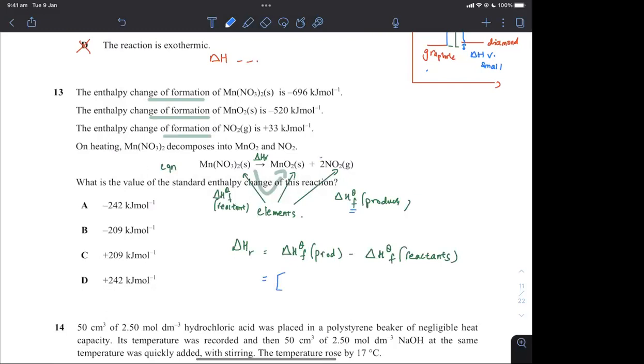Now, formation is for 1 mole. Here you're forming 2 mole of the substance. Formation is for forming 1 mole. By right, I should have said the sum of the formation. This symbol here refers to sum. It's a Greek symbol called sigma. It means you sum up everything.